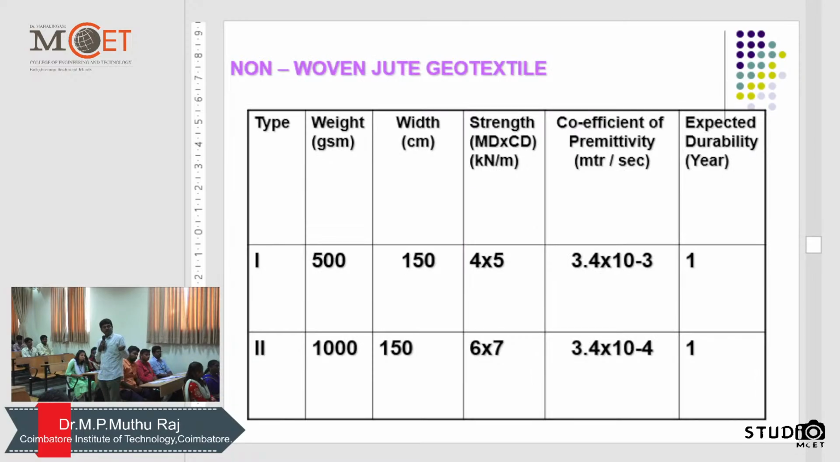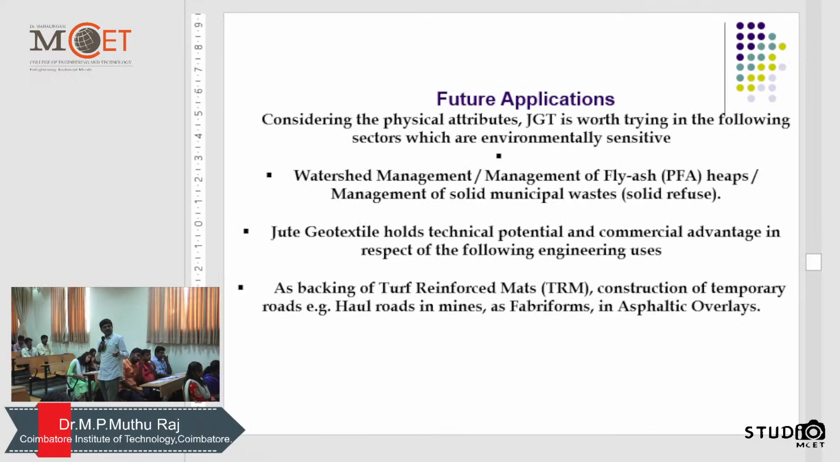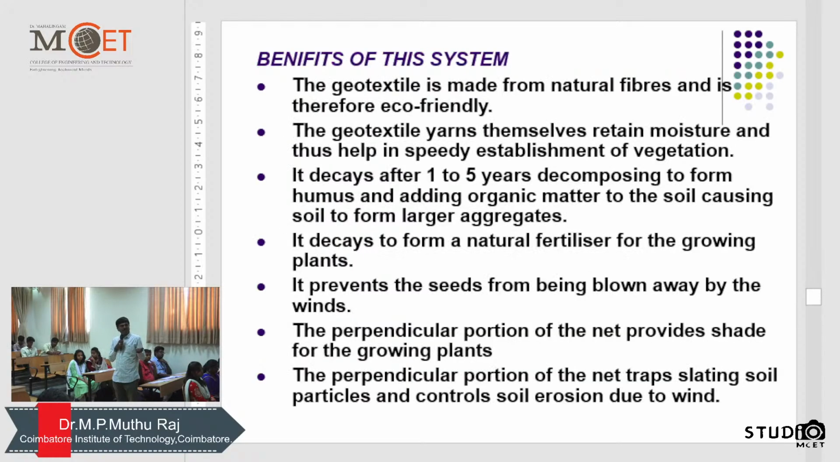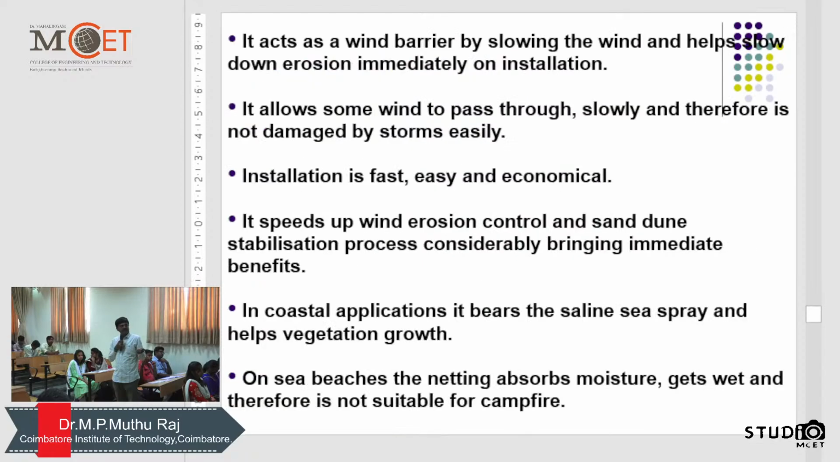Then for non-woven also you have 2 types, and its durability is again 1 year. Then there are few applications people are doing nowadays, and based on the environment also we can see there is no environmental threat. When you are using the polypropylene, it will be harmful material. Compared to that, it is good. It is made of natural material, and it has 1 to 5 years of period. Then it can be useful for all these applications.